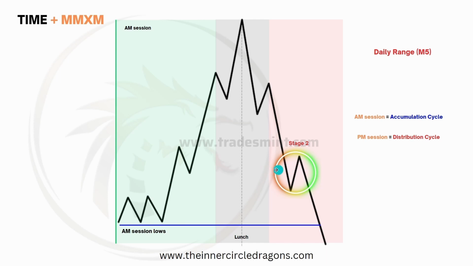Notice the timing and where this stage of distribution is occurring. Silver bullet zone. This is the original silver bullet. Now the penny should be dropping of why ICT has called those times specifically the silver bullet time. Essentially, he is talking about the different stages of accumulation or distribution which occur at specific times of the day, right?